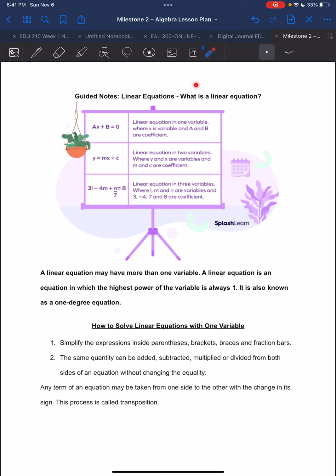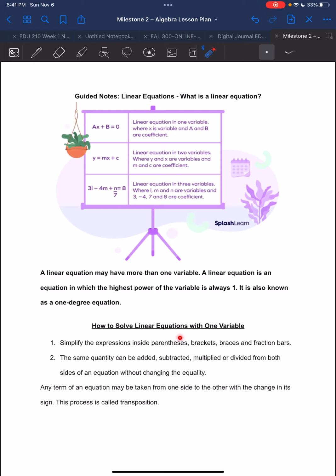What is a linear equation? A linear equation in one variable is where x is the variable and a and b are coefficients. A linear equation can have more than one variable. A linear equation is an equation in which the highest power of the variable is always 1. It is also known as a one-degree equation.